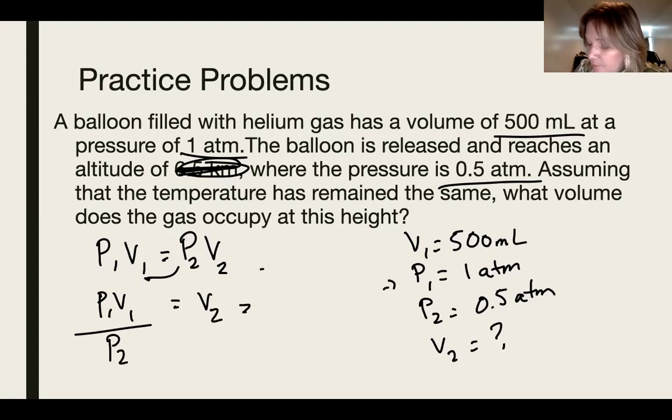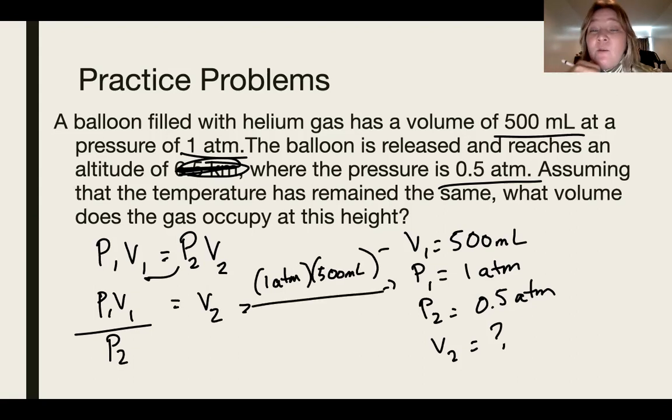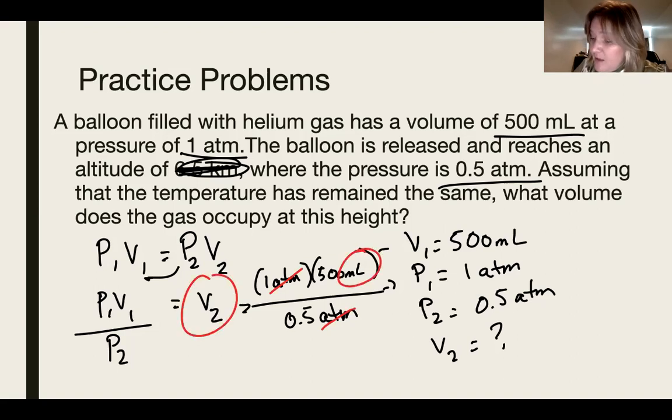P1 is 1 ATM. V1 is 500 ml. And I'm going to really and absolutely demand that every single number has a unit in your solution. I don't want to see 1 times 500 over 0.5. I want to see all of the units because I want to make sure that you remember how to cancel or cut your units. So ATM's cut, I'm left with mL, which is a volume. So that makes sense.